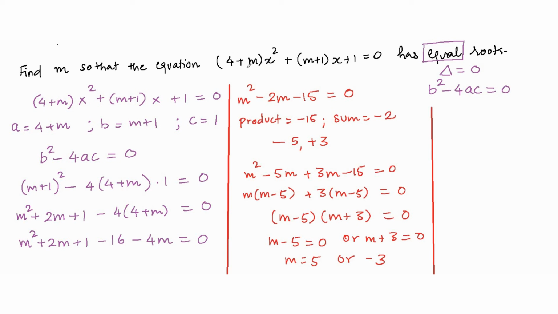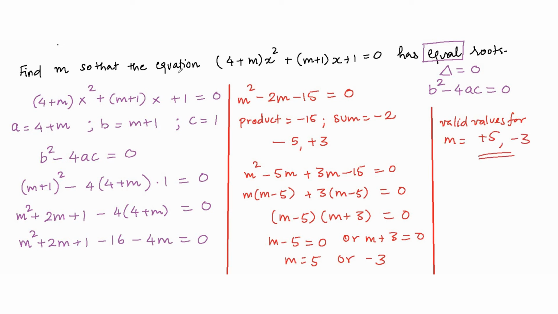And I noticed that when m is equal to 5, this equation would become 9x square plus 6x plus 1. And if m is equal to minus 3, it becomes x square minus 2x plus 1. So you will notice that they are remaining quadratic equations, and therefore the valid values for m are positive 5 and negative 3.